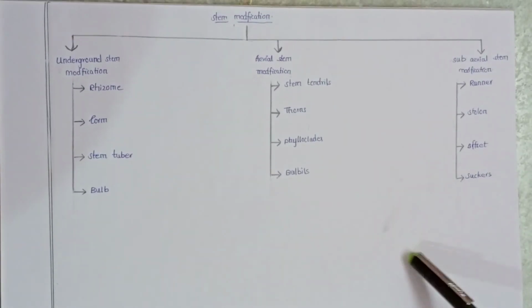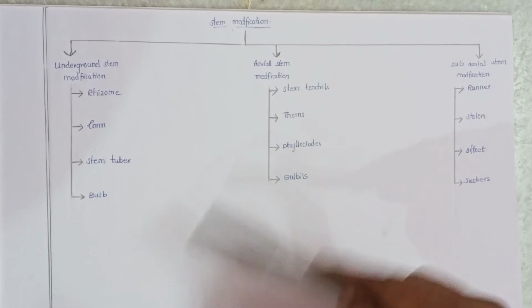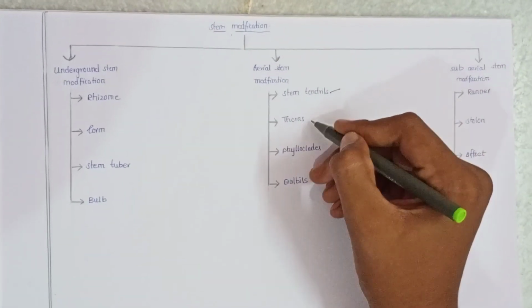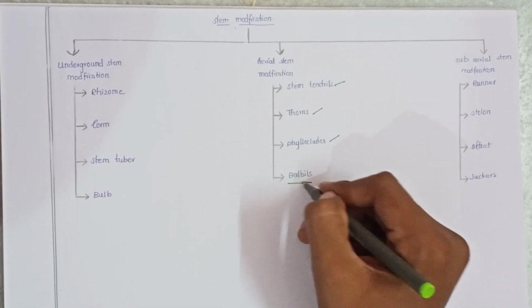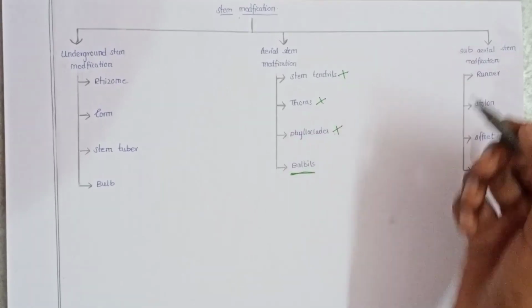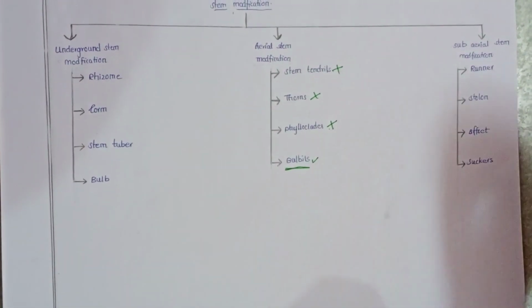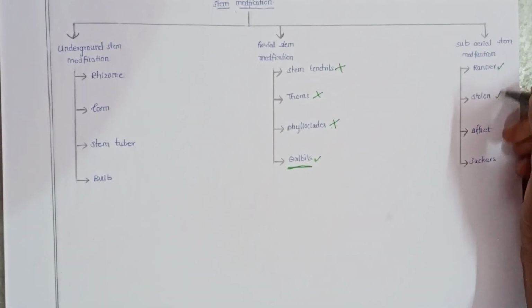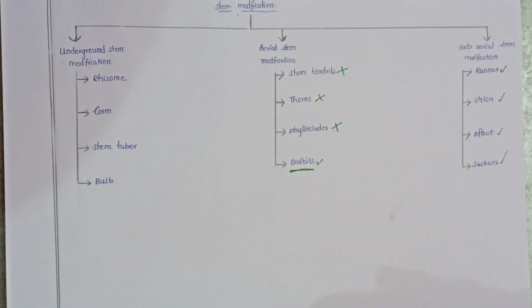Now we have discussed aerial stem modification. Here, the first three do not support vegetative reproduction. Only bulbils support vegetative reproduction. And in the previous video, runners, stolons, offsets and suckers all support vegetative reproduction.